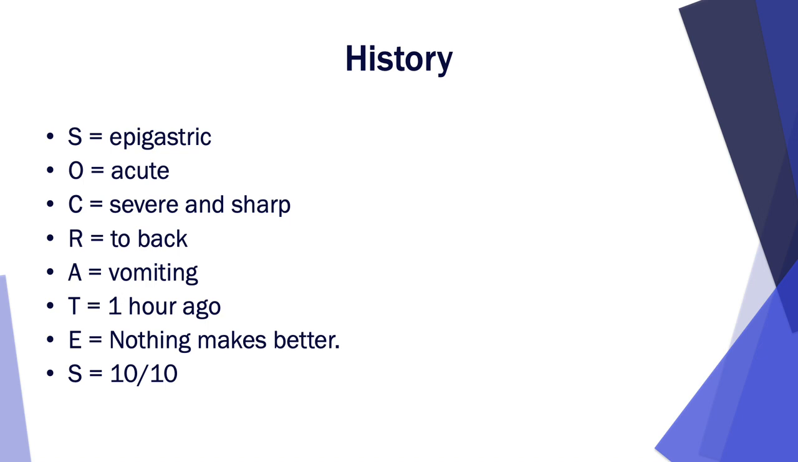So if we move on to the history of our gentleman, with all pain we'll take a SOCRATES history. So the site is epigastric pain. It was acute onset and the character is severe and sharp. He tells us it radiates to the back and is associated with some vomiting. It came on about 1 hour ago and nothing has made it better at the moment. He tells us his severity is 10 out of 10.